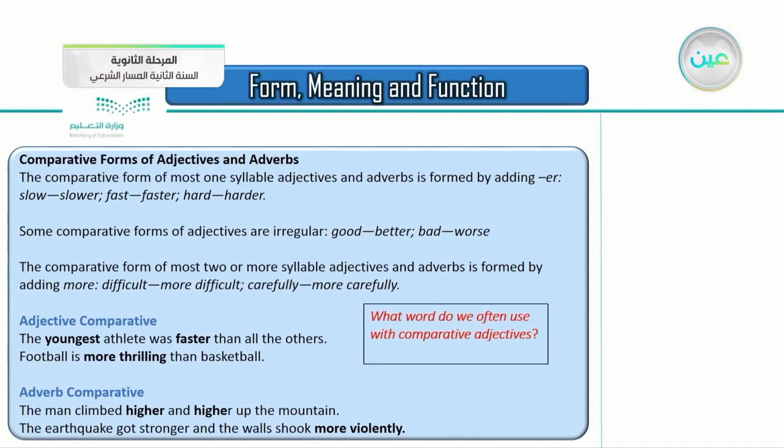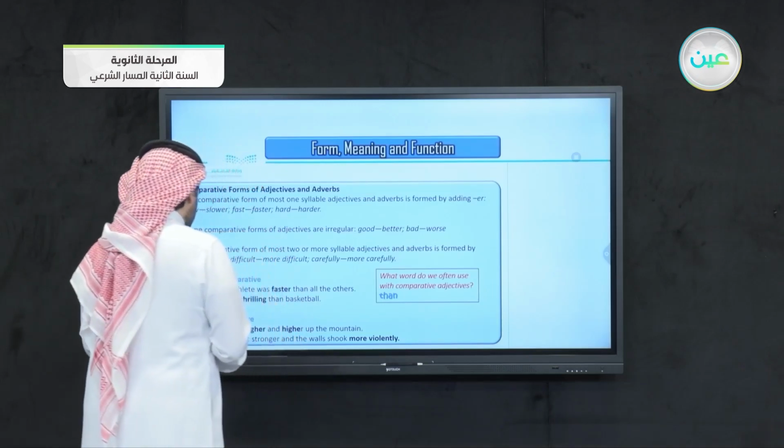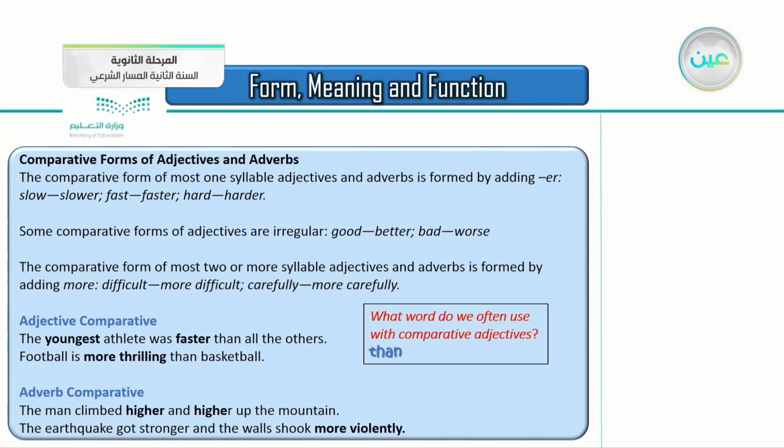And what word do we often use with comparative adjectives? Yes, very good. It's the word than. Bigger than, better than, smaller than, and so on. Adjective comparative here: the youngest athlete was faster than all the others. So we have youngest and faster.